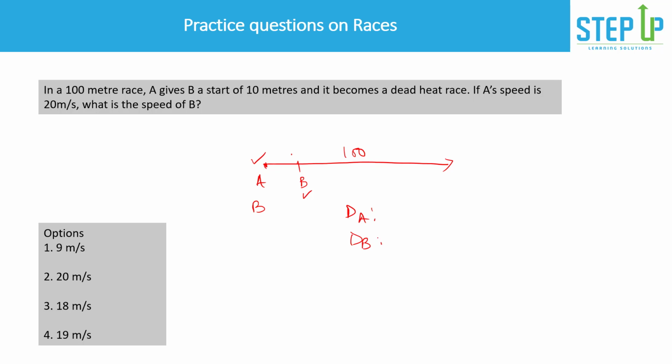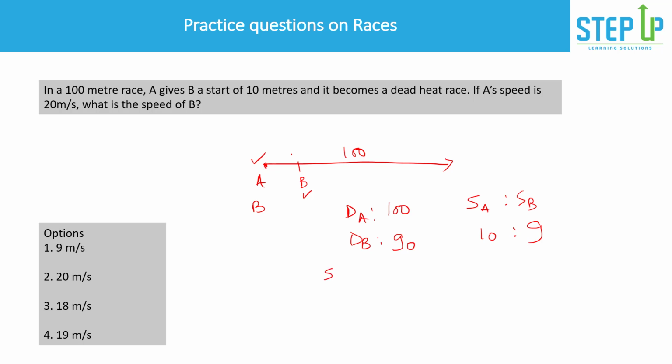That means in the same time, if time is constant, the distance that A will cover is 100 and B will cover 90, because it is a dead heat race. They both finished the race at the same time, and B already had a head start of 10 meters. So dA is to dB is 100 to 90, and from this we can calculate speed of A is to speed of B in the same ratio, which would be 10:9. Now they are saying if A's speed is 20 meters per second, what is the speed of B?